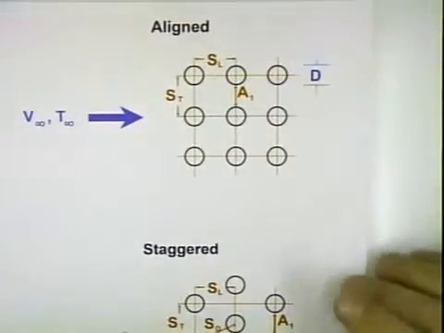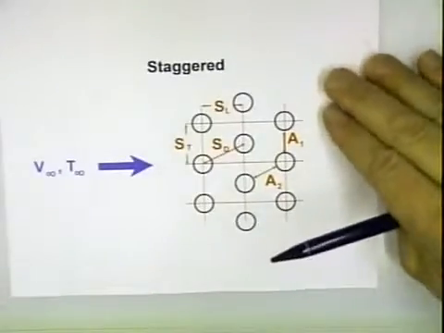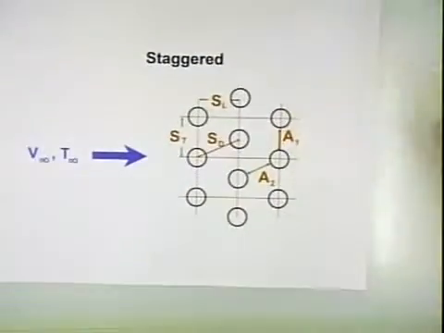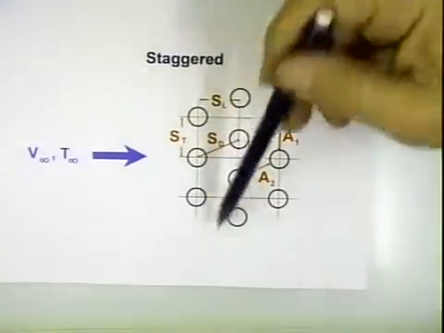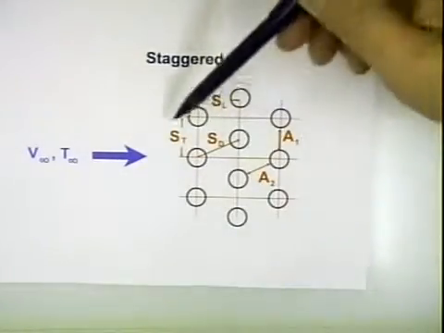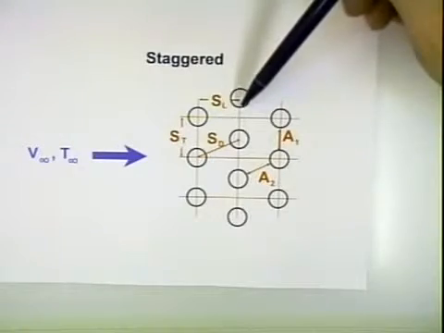Okay, if we chose a staggered configuration, it would look like this. So we have this row, in the vertical direction here, they're all aligned, but in the horizontal direction, you can see this row is offset.